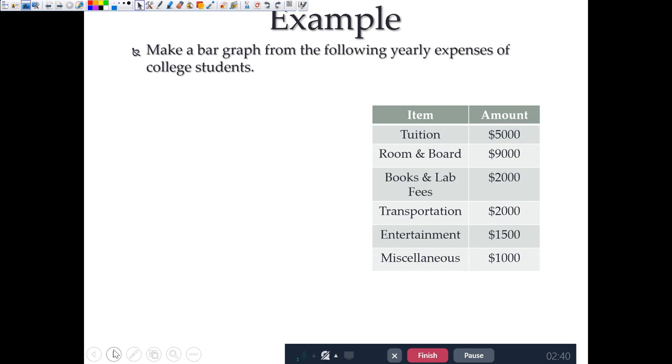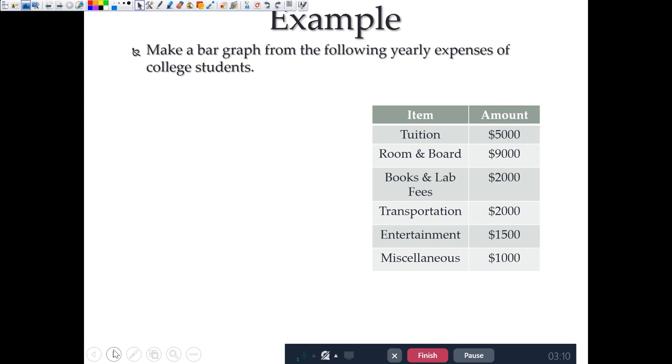So, let's do this. Make a bar graph from the yearly expenditures of college students. We're talking about college expenses, so that's what I'm going to label my chart, college expenses. Don't worry, we're going to write this down and everything. Then our X items are literally the items, so we're going to label the X axis as items. And our Y axis would be labeled as amount, and we'd probably put a dollar sign next to it.